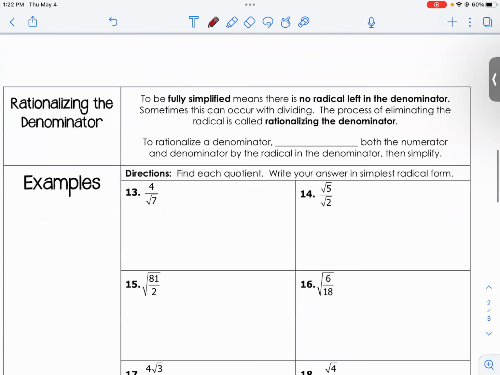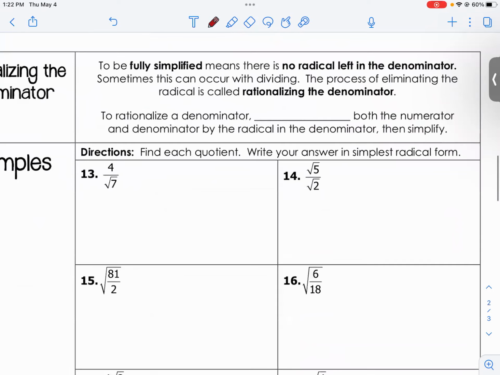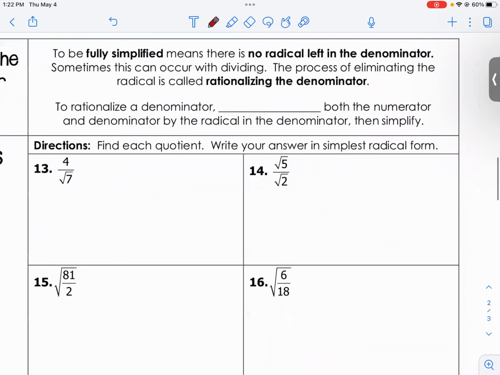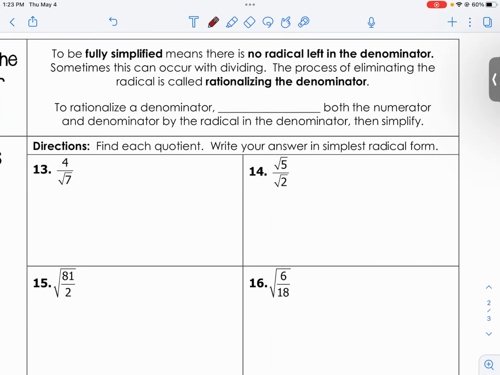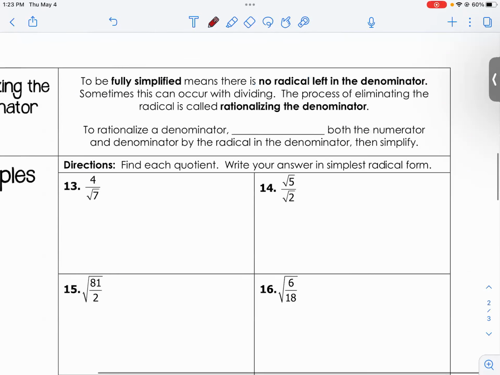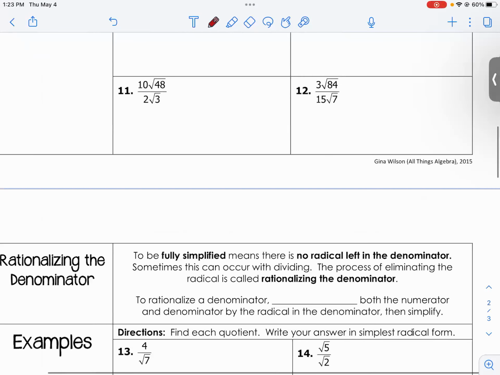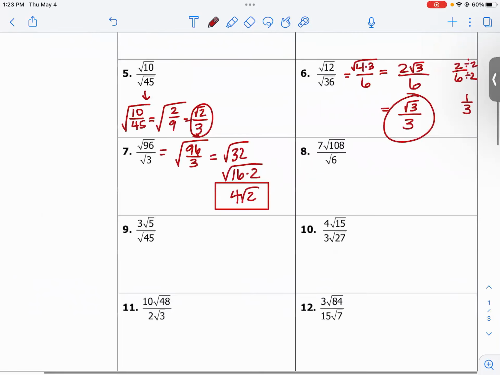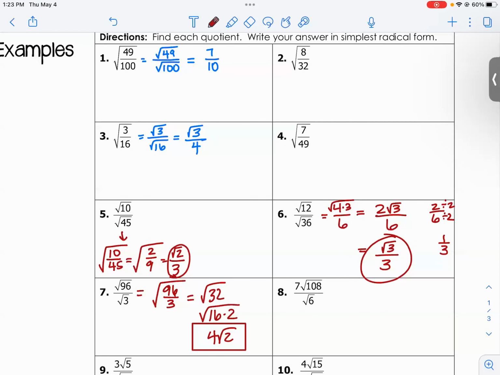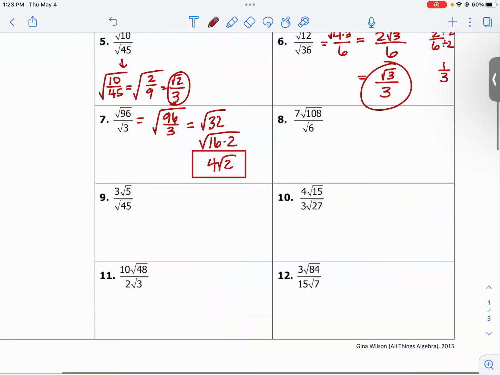Okay. Now, here's the deal, and this is something that you're really gonna need to know how to do. It is not okay to leave a square root in the denominator. Do you see number 13, that 4 over radical 7? That's not okay. Now, over here on the page before, there were strategically numbers put together that we could divide underneath our radical. Okay. Well, that's not always going to happen.